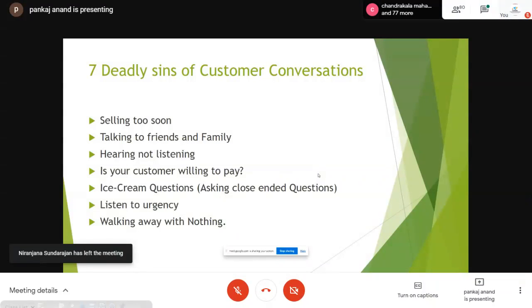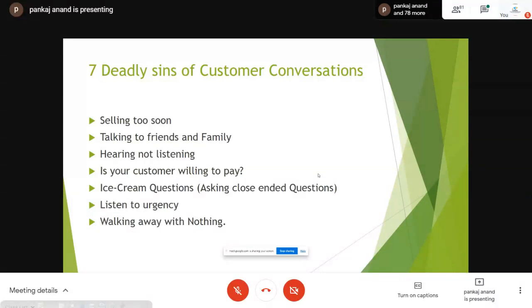The next thing is hearing, not listening. There is a difference between hearing and listening. In hearing, we just hear things, and once we are over with the customer conversation, we do not actually take anything out of it. We should not do that. Rather than hearing, we should do listening. That is, actually listening to what they want to say, actually listening to their problem, and actually trying to solve their problem.